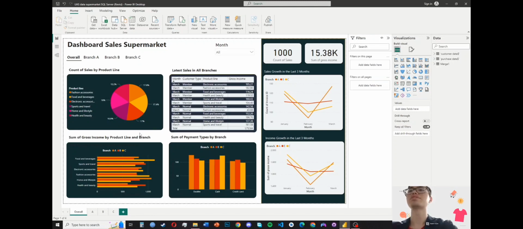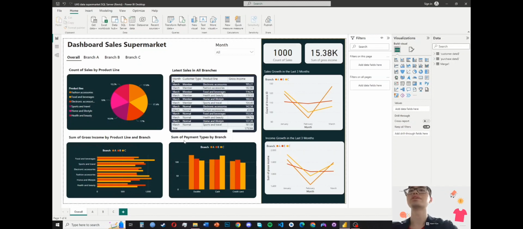And then the next chart shows us how much gross income each product line in each branch makes. The chart tells us that branch C has the most sales in the food and beverages product line. Next is the sports and travel line. The most sales in this line belong to branch B. Next is electronic accessories. The most sales in this line belong to branch C. Next is fashion accessories. The most sales in this line belong to branch C. Next is home and lifestyle. The most sales in this line belong to branch A. And lastly is health and beauty. The most sales in this line belong to branch B.